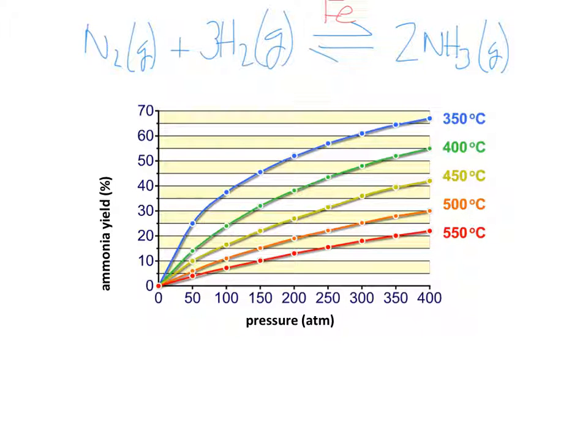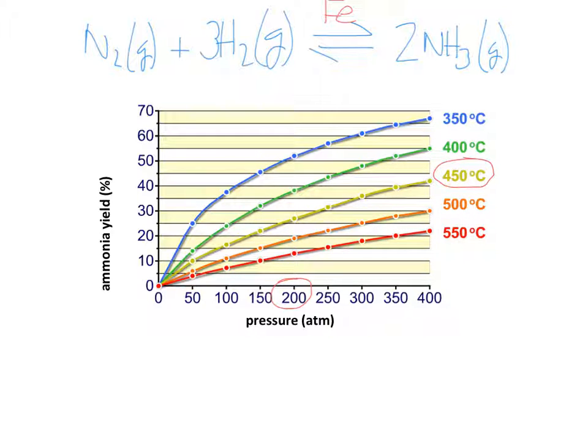So, in an exam you might be asked to justify the conditions which are used in the Haber process, and we went through which conditions were actually used in the last video. We use 450 degrees C and 200 atmospheres, and you can see that if you use this rather nifty graph, that these conditions give just over 25% yield of ammonia. So what you're expected to do is comment on why we use 450.